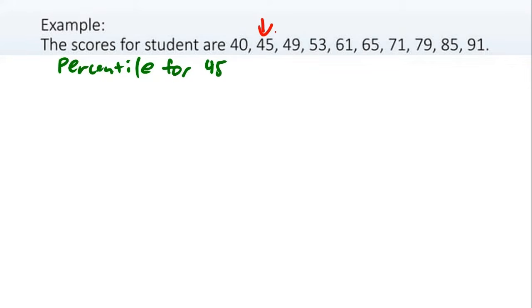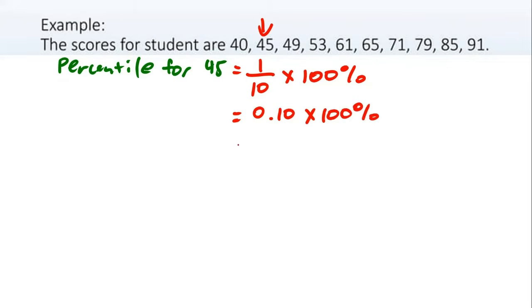Okay? First step, make sure that your data are arranged from lowest to highest. So yung data na natin ay nakaayos. So ilan ang data na mas mababa sa 45? Isa lang, very good. Over how many number of data? 10 times 100%. Okay, so 1 over 10 is 0.10 or 0.1. Parehas lang yan, times 100%. So this is just 10%.